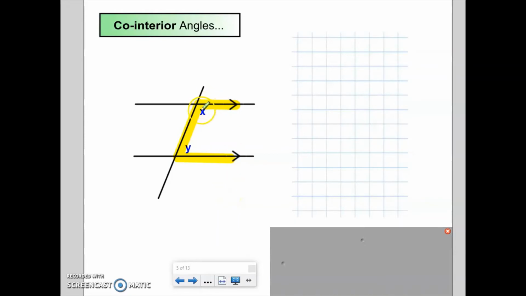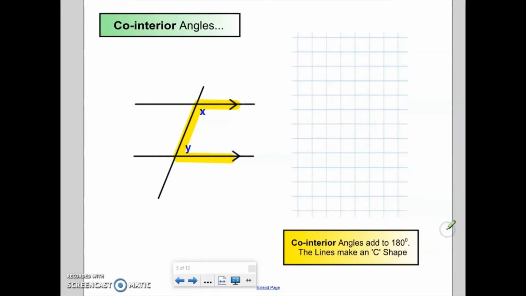So the angles of X and Y, this time they are not equal, but they are supplementary. They add up to 180 degrees. So co-interior angles or supplementary angles will add to 180 degrees. The lines can make a C shape, which helps us remember them. However, in exams, we'd refer to them as co-interior angles, supplementary angles. So angles X and Y add to 180 degrees.